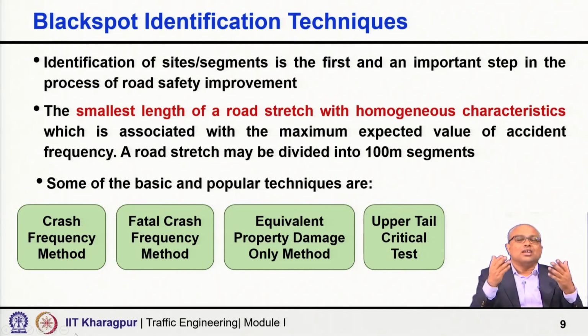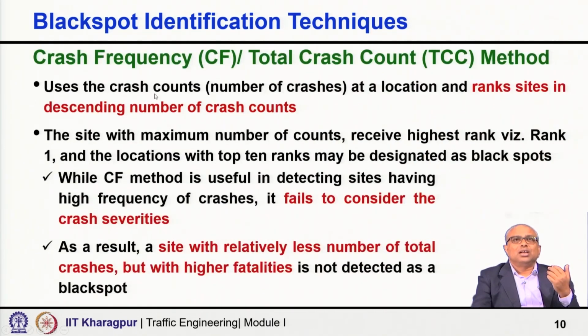Now, some of the basic and popular techniques for identification of black spots are the crash frequency method, fatal crash frequency method, equivalent property damage only method and upper tail critical test method. So, I am going to discuss these 4 techniques very briefly. First, the crash frequency or total crash count method. It is called the CF or TCC method.